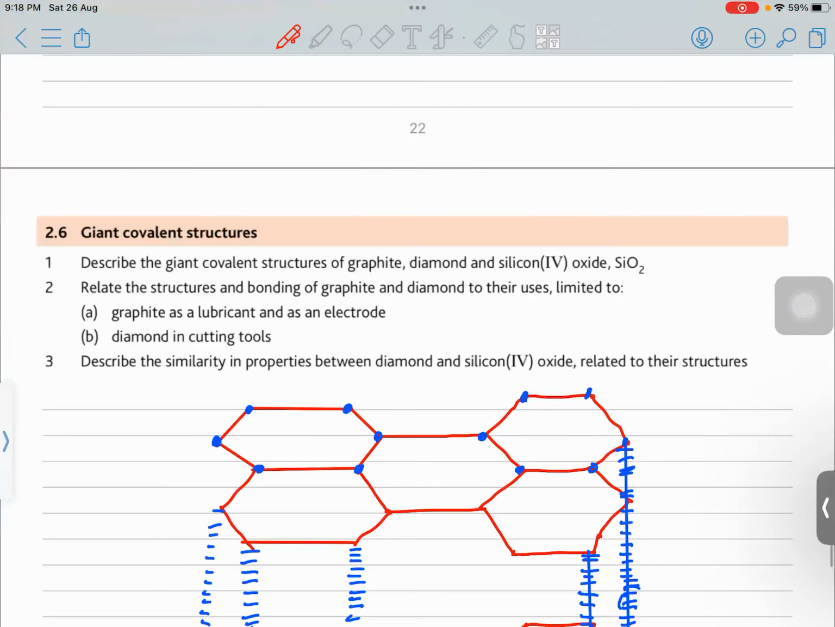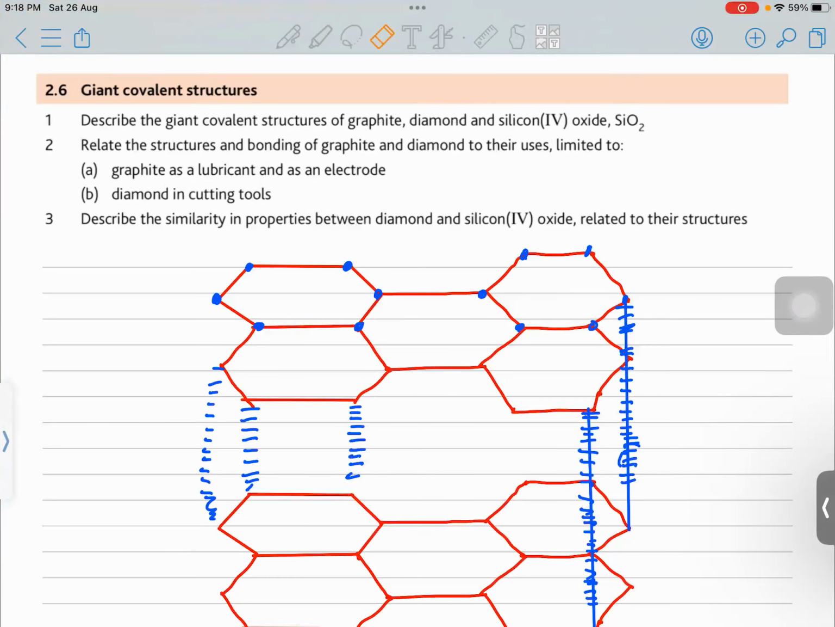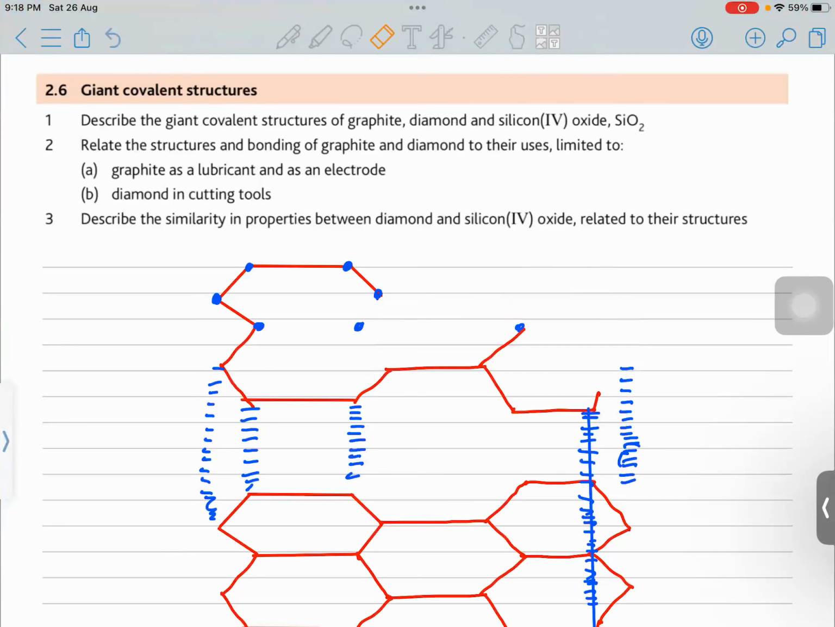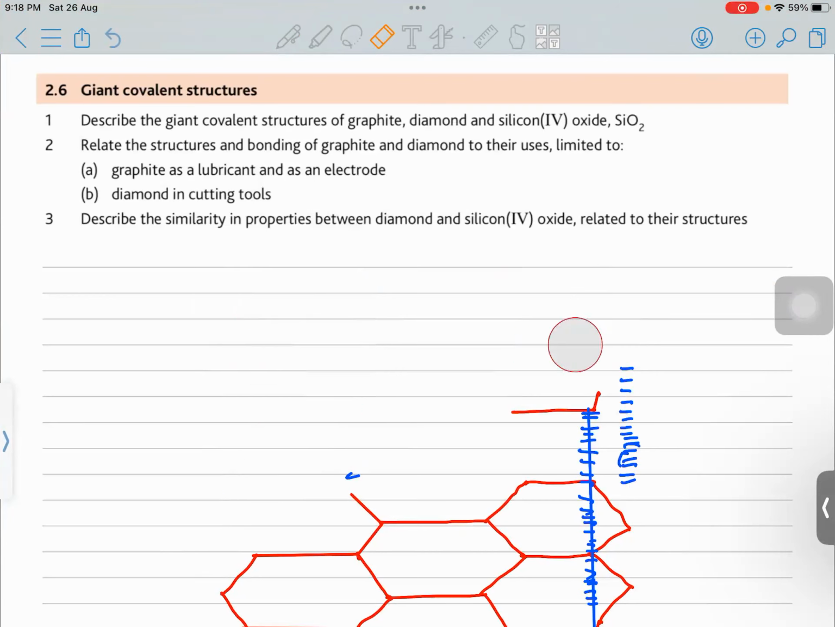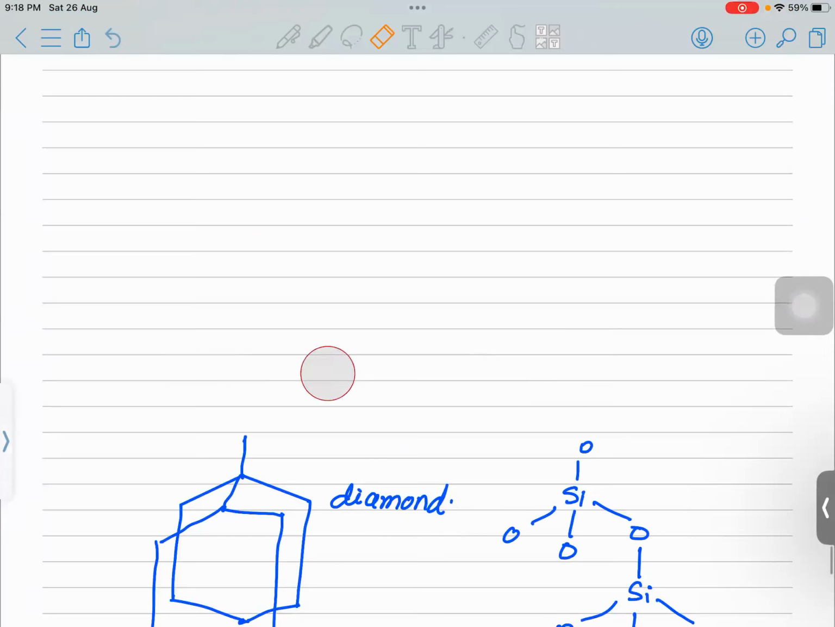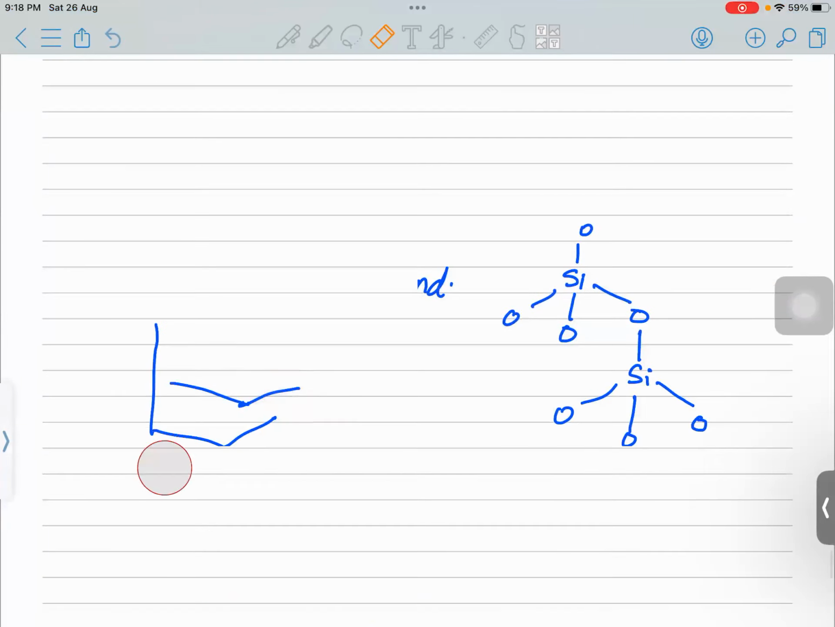Yes. So last time we have completed these structures, right? Yes, sir. We did the three structures of graphite, diamond, and silicon.